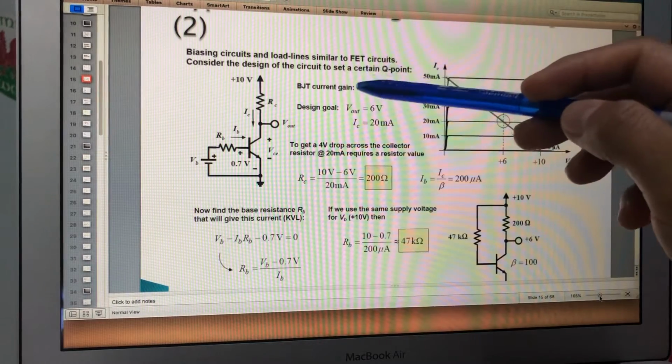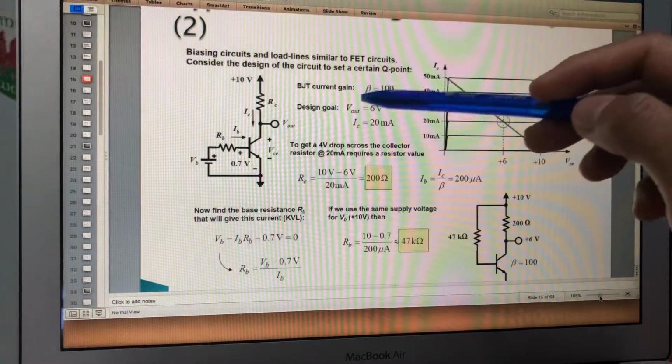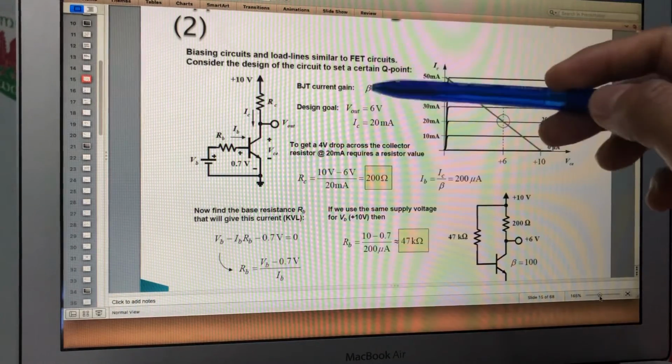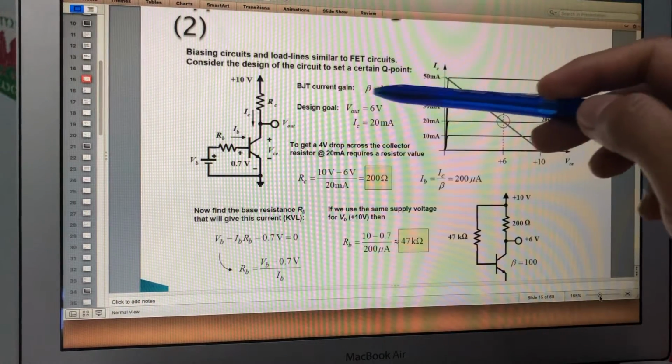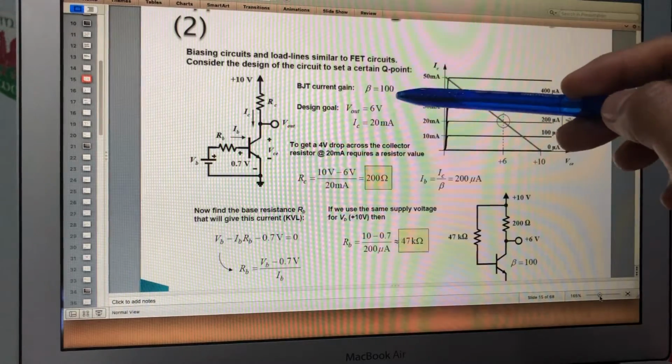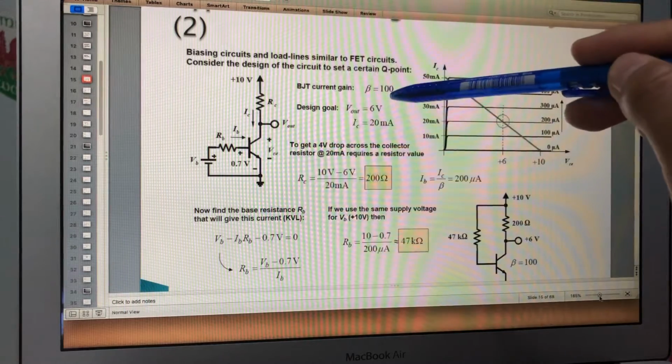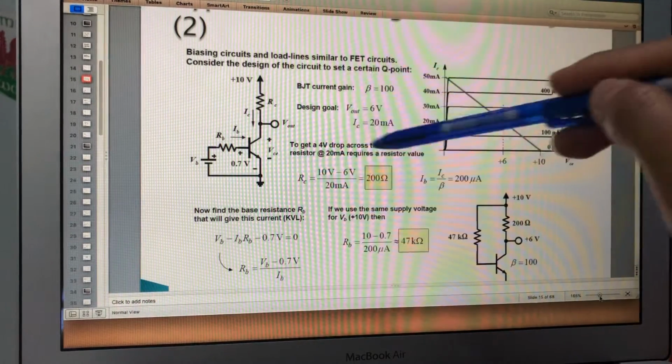So the typical beta value for a small signal BJT is also high. For power electronics, a power BJT, the beta value is usually low. Okay, never mind. Now this is known from the data sheet. This is what we design.